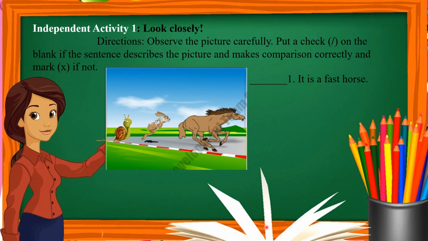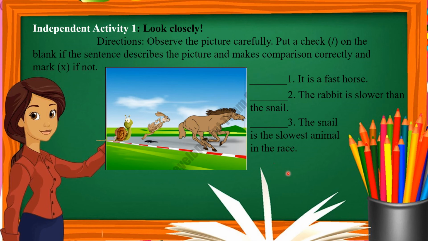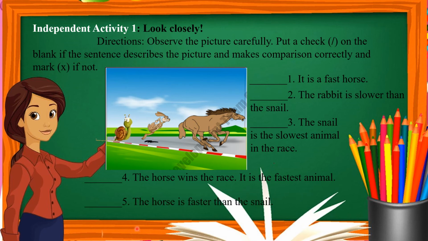Okay, number 1. Get one activity sheet in your tray. It is a fast horse. Rabbit is slower than the snail. The snail is the slowest animal in the race. The horse wins the race. It is the fastest animal. And the last one, the horse is faster than the snail. Okay, these are the 5 sentences that describe the picture.